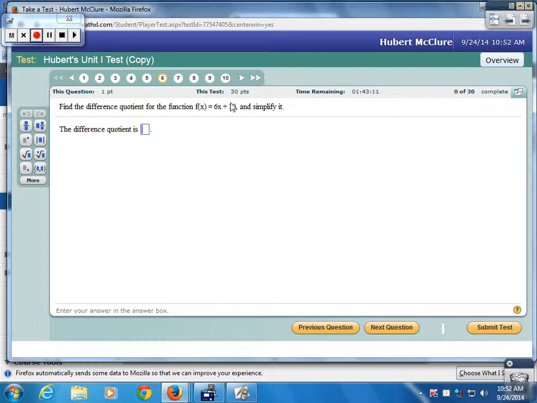Difference quotient with that function. That's an easy one. That's one of the first ones we did. Not the first one that blew your mind, but when we came back the next time, I did one. I think it was 4x plus something. It's in your notes.